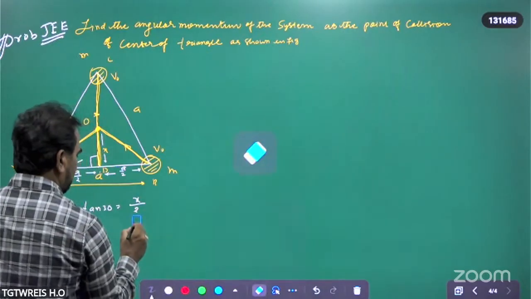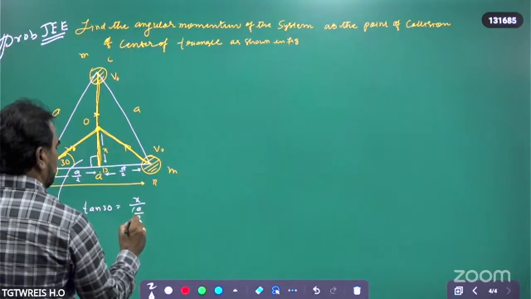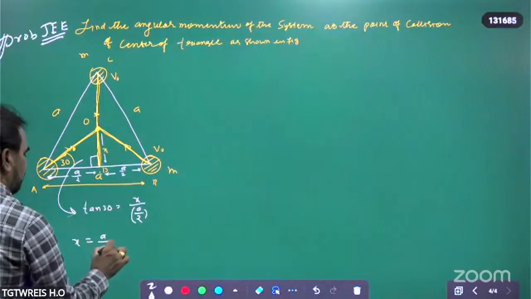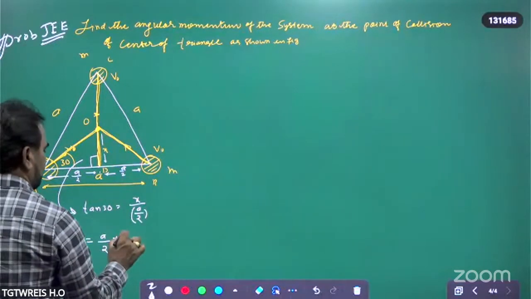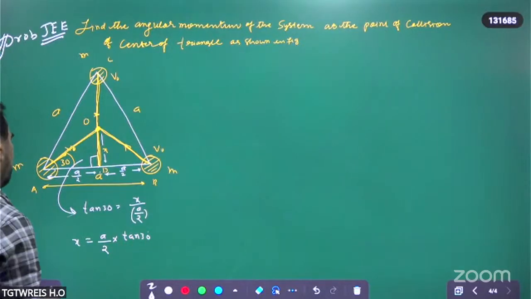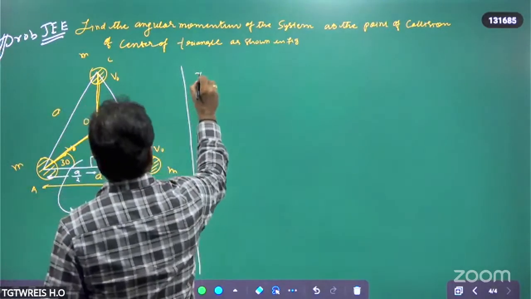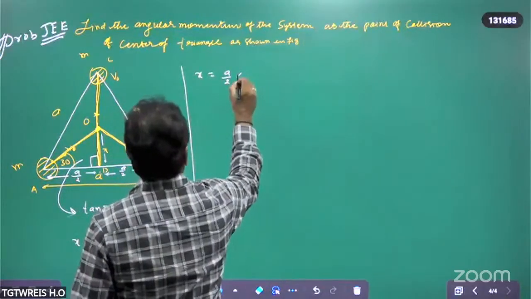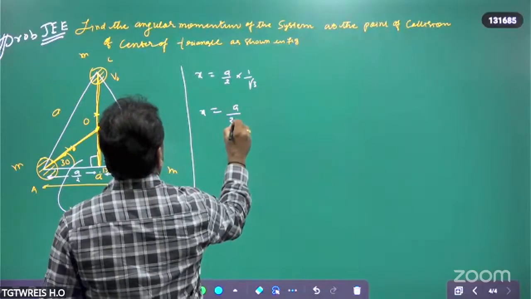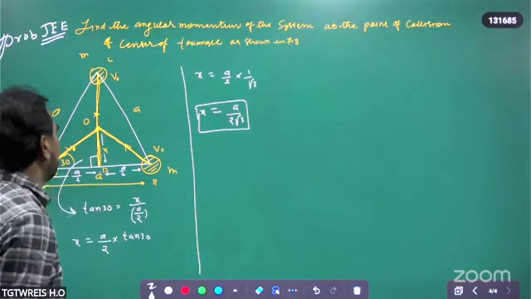So x is equal to a by 2 into tan 30. The value of tan 30 is 1 by root 3. So x is equal to a by 2 into 1 by root 3. Therefore, the x value is a upon 2 root 3. Okay, the perpendicular distance has been calculated.